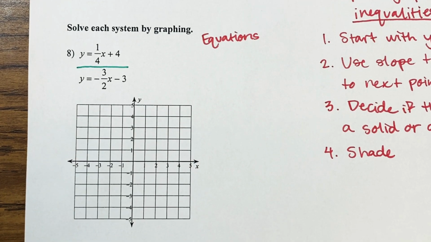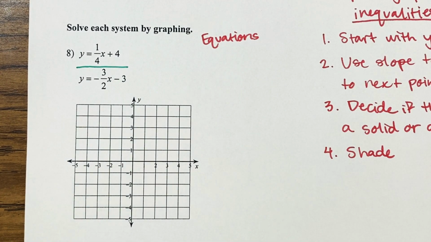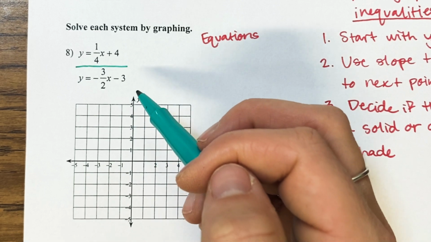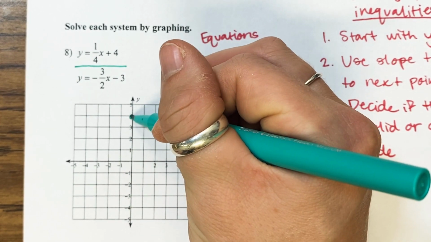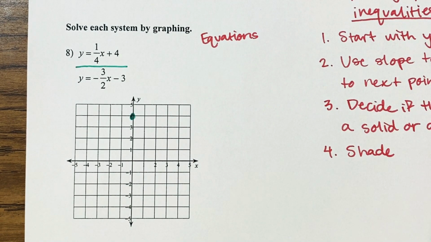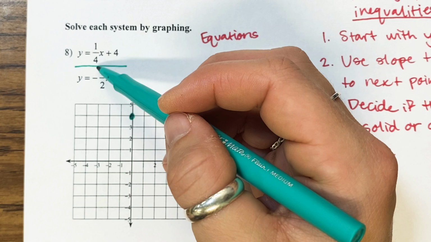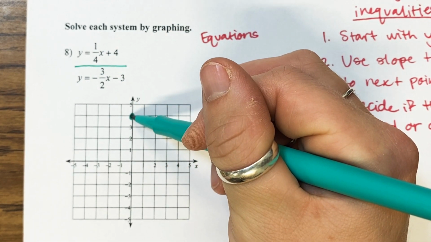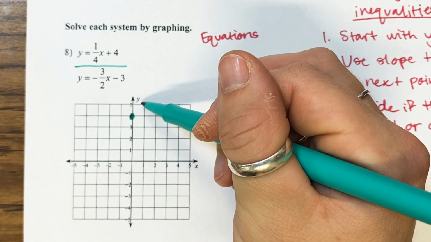Okay, so looking at that top equation, what is my y-intercept? First, we won't even write these out, okay? So what is my y-intercept of my green equation? What's my starting point? It's going to be that positive 4, right? So positive 4. Okay, now what is my slope? It's going to be that 1 over 4. So rise 1, right? Rise over run. So we're going to go up 1 and over 4.